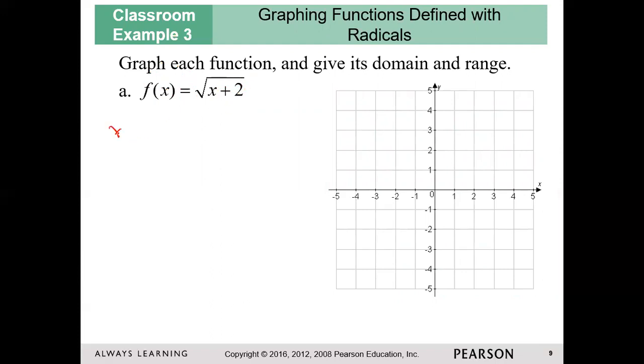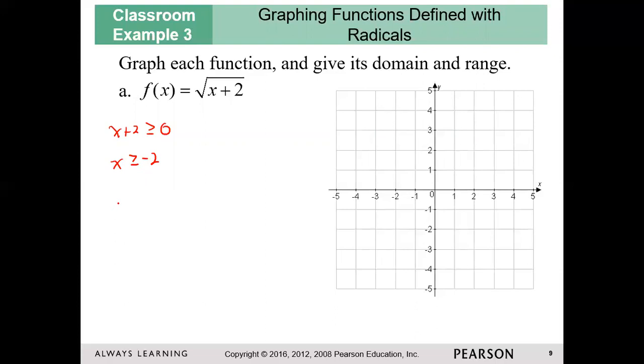So I'm going to say x plus 2 is greater than or equal to 0. So we have x is going to be greater than or equal to negative 2. So these are the minimum values right here. This negative 2 is your minimum value, and then everything else is going to be bigger.